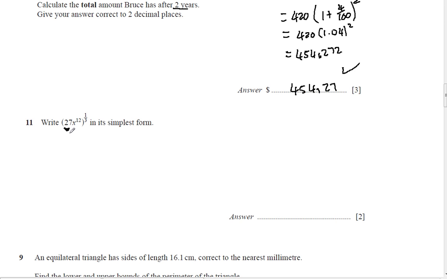So 27 can be written with a base of 3. In other words, 27 is 3 to the power of 3. x to the 12 we'll keep, and it's to the power of 1/3. So all we do now is take this value and multiply it with the exponents on the inside. 3 times 1/3 is 1, so this is going to become 3 to the 1, and 12 times 1/3 is 4, so this is going to be 3x^4.